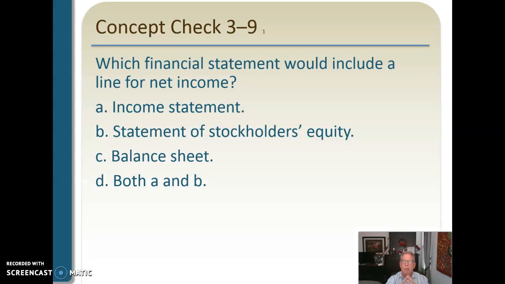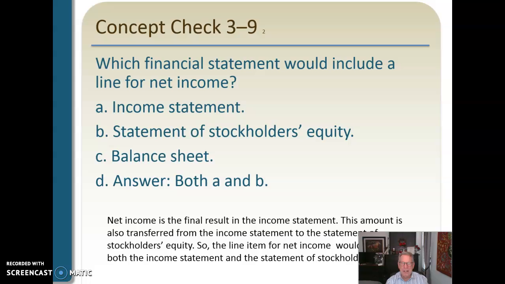Okay, we'll do a concept check first. And here, what financial statement would include a line for net income? You've got to be careful with this one. If you answered Delta, Alpha, and Bravo, you'd be correct, because the income statement clearly has net income in it. But when we bring that income over to the balance sheet, it goes in the statement of retained earnings, which is part of the stockholders' equity section.